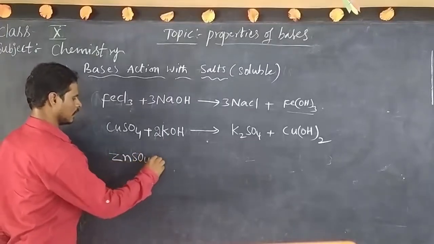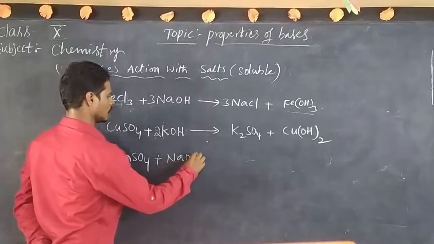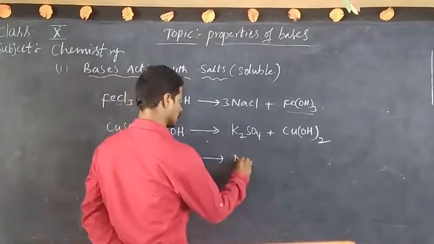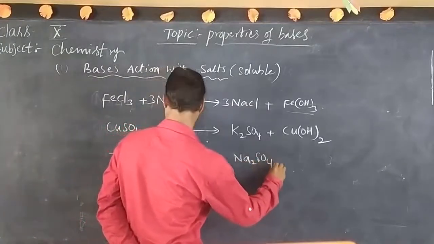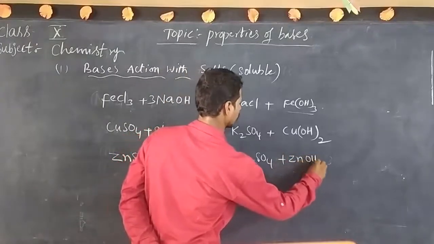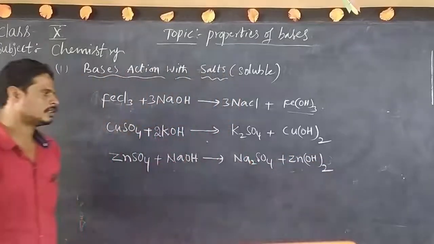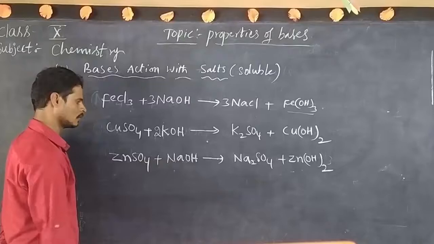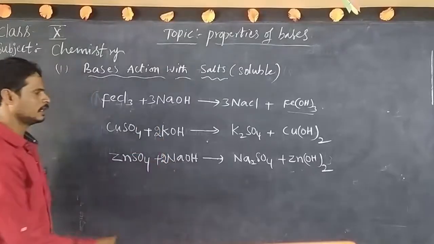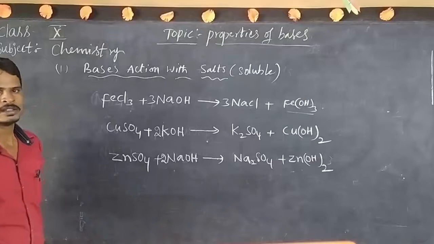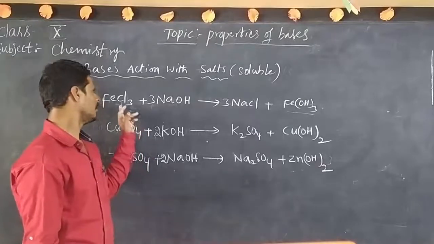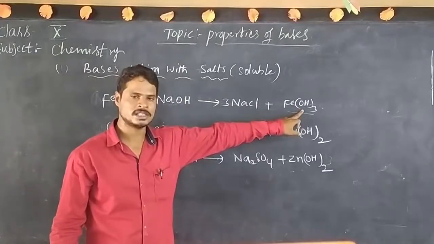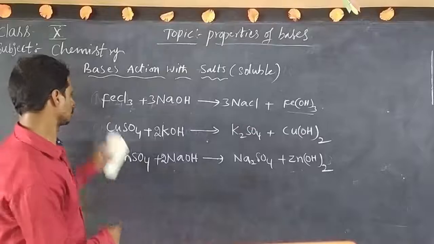Next, zinc sulfate reacts with sodium hydroxide base. What happens? We get the same results: salt and base. Is the equation balanced? No. Here 2 sodiums, here 1 sodium. 1 sodium becomes 2. What is the suitable number? 2. So this is the bases' action with the salts. Finally, whenever salts react with the base, you get salt and the bases. These bases are insoluble in water.